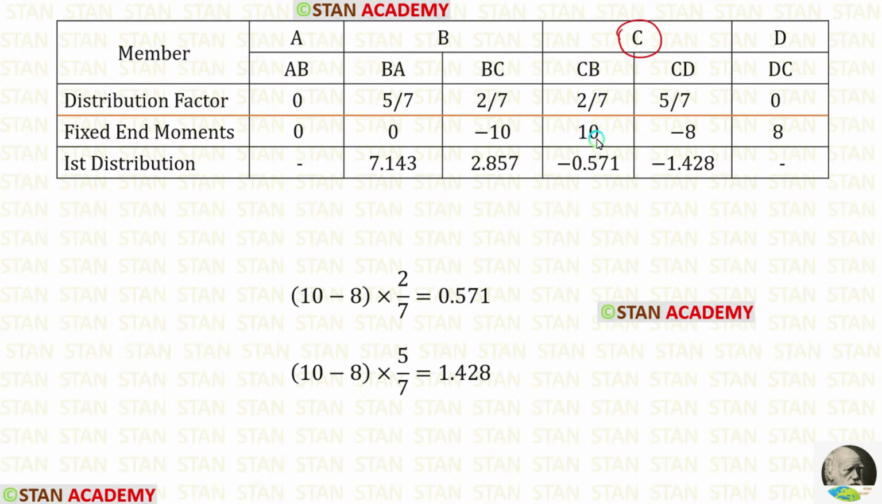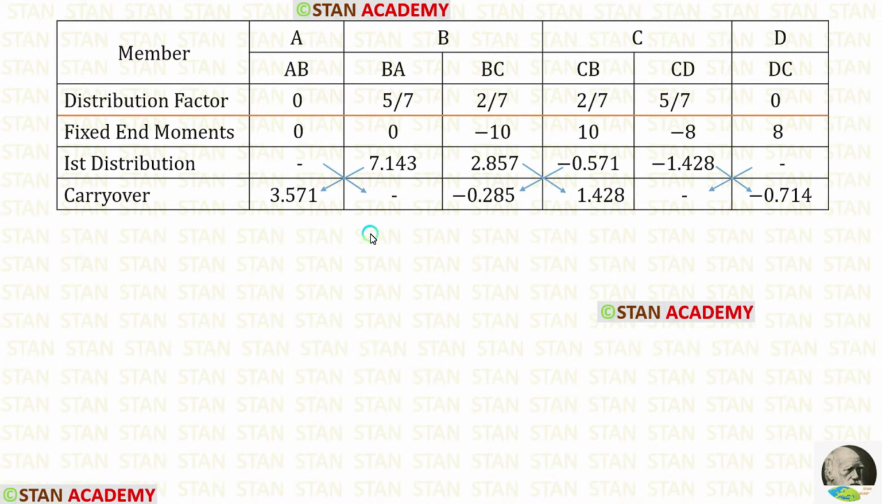For that, we have to add these two fixed end moments and then multiply with the distribution factors. When we do that, we are getting positive values, so we have to enter them as negative. Now let us do the carryover. For that, we have to divide these values by 2. When we divide, we are getting these.